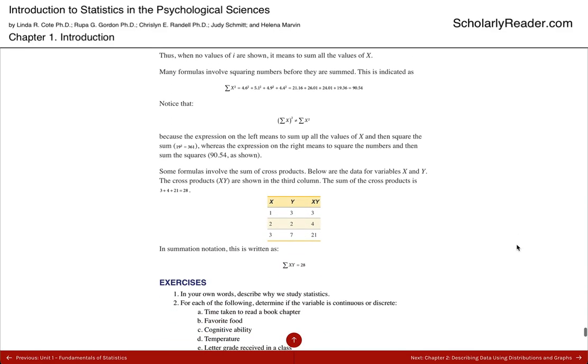Some formulas involve the sum of cross products. Below are the data for variables x and y. The cross products x, y are shown in the third column.